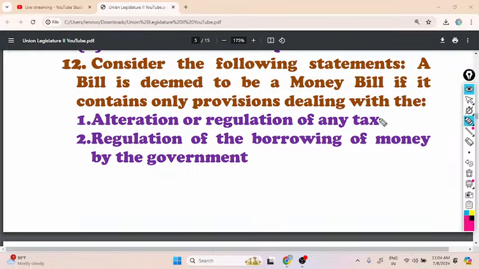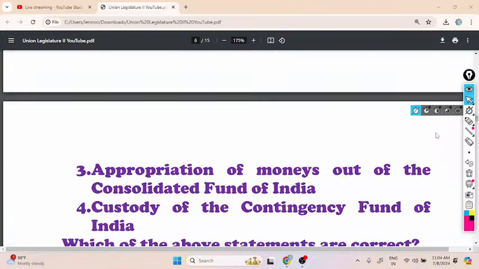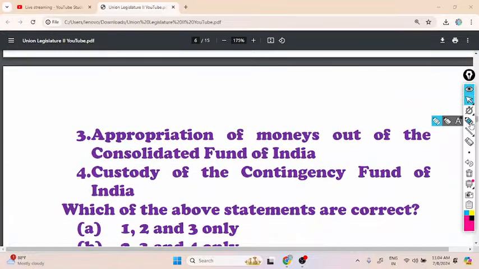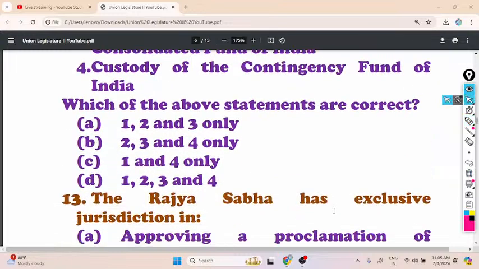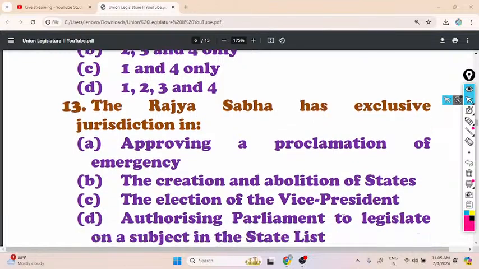Alteration and regulation of tax will come under the definition of money bill under Article 110. Regulation of the borrowing of money, yes, that will also come under the definition of money bill. So 1, 2 are correct. 3, appropriation of money out of the Consolidated Fund of India, obviously. Custody of the Contingency Fund of India is also covered. So all these factors amount to the definition of money bill. So option 1, 2, 3, 4 will be the correct option for question number 12. So that is D.